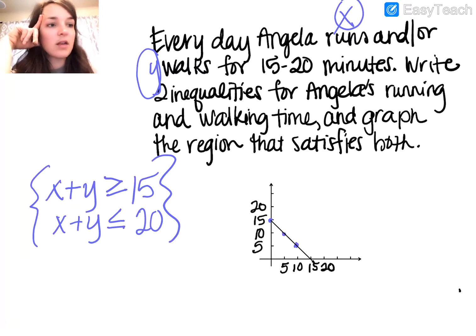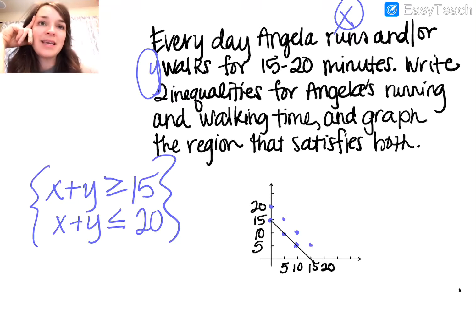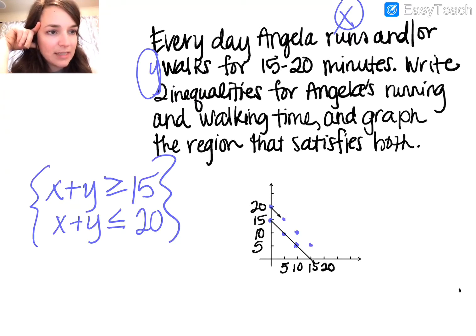Okay, so then we could do the other one. So X plus Y equals 20. So we know 0 plus 20 would work. Then 5 plus 15 would work. 10 plus 10 would work. 15 plus 5 would work. So here is our line for that second equation.